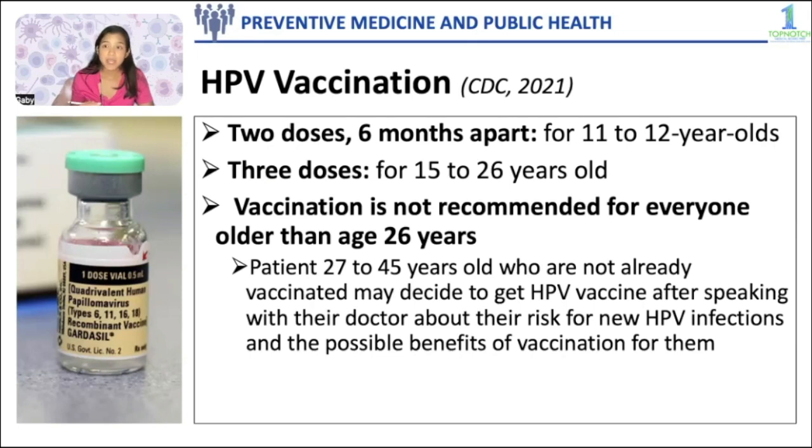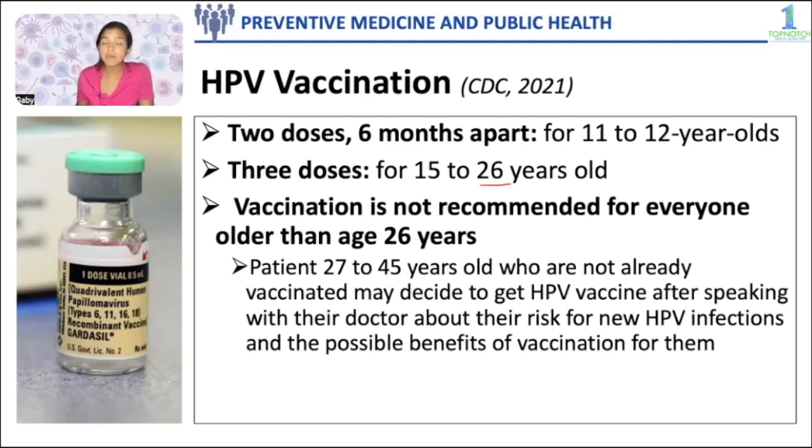So the HPV vaccine, according to the CDC, is usually given in 2 doses, 6 months apart, ideally for those aged 11 to 12. We do give 3 doses for the patients who are aged above 15 and up to 26 years old. However, above 26 years old, we do not routinely recommend this vaccine anymore. Now, quick question before I proceed to explain why. Is the HPV vaccine only given to females? So no, remember, it is given to both males and to females.